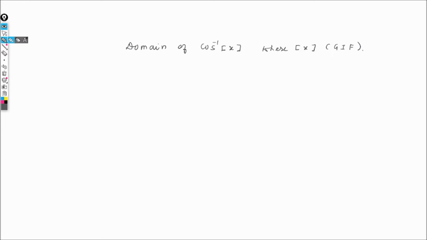So let us solve one of the important questions. We have to write the domain of the cos inverse function.